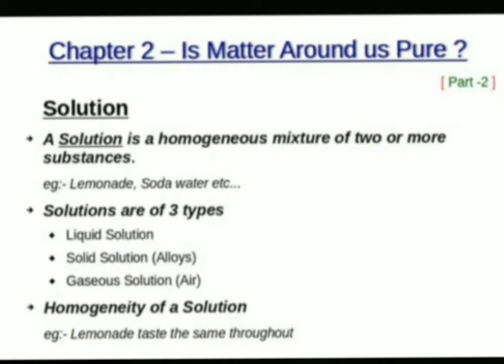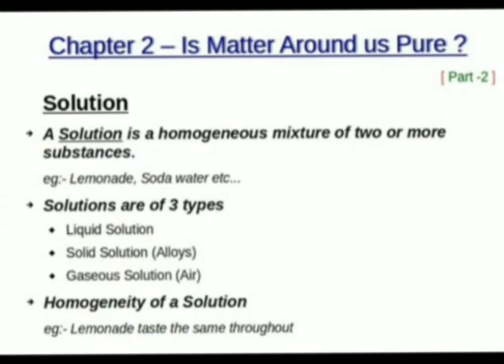What is a solution? A solution is a good example of a homogeneous mixture. We know very well about homogeneous mixture. So, a solution is a homogeneous mixture of two or more substances. Clear? The examples are lemonade and soda water.